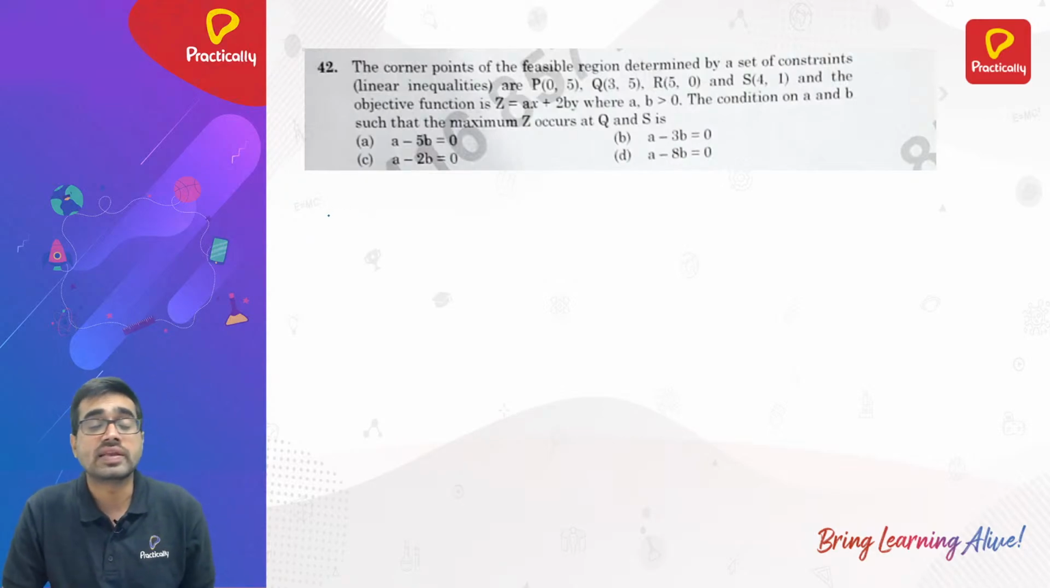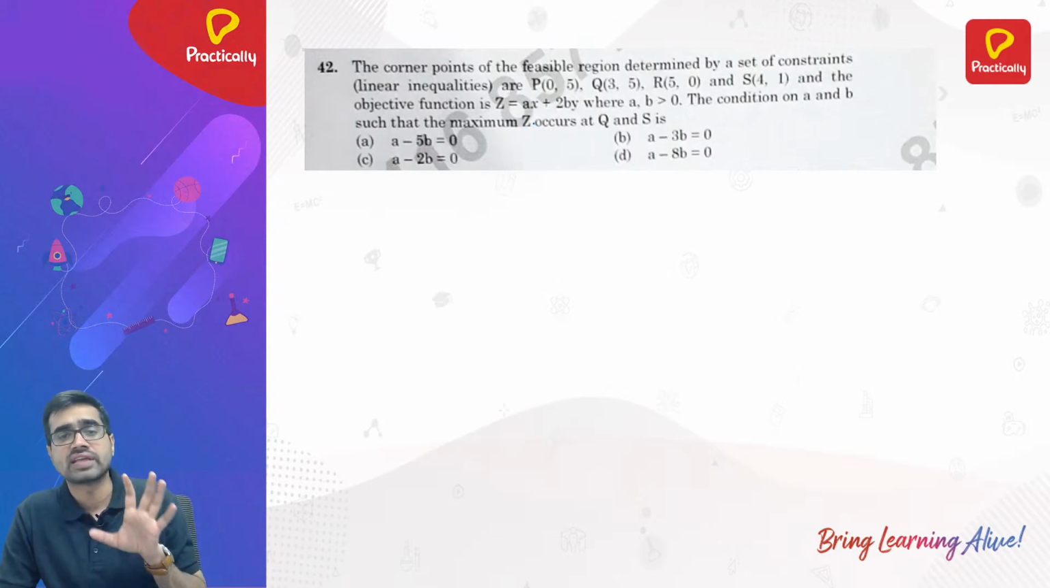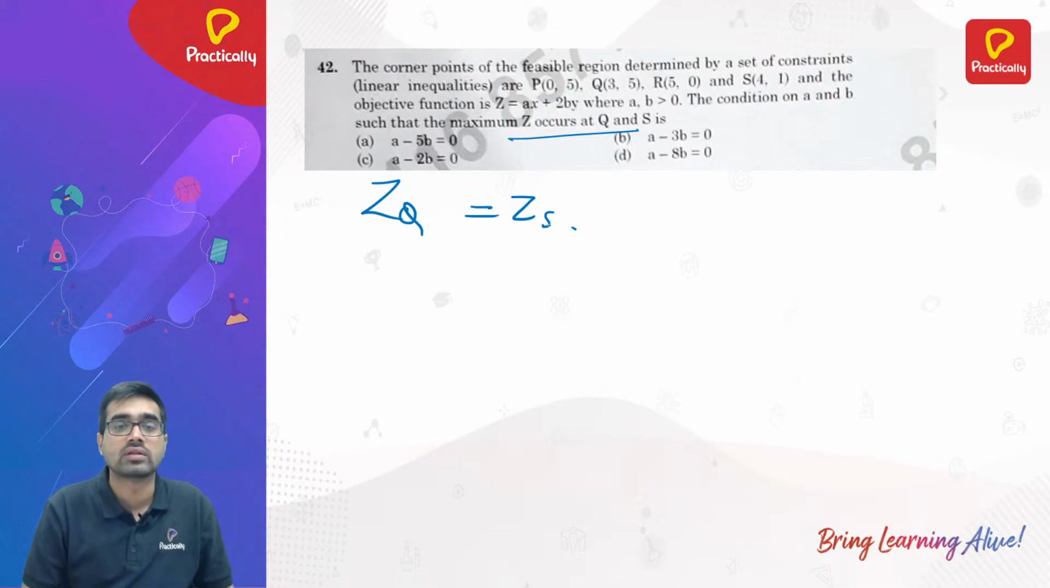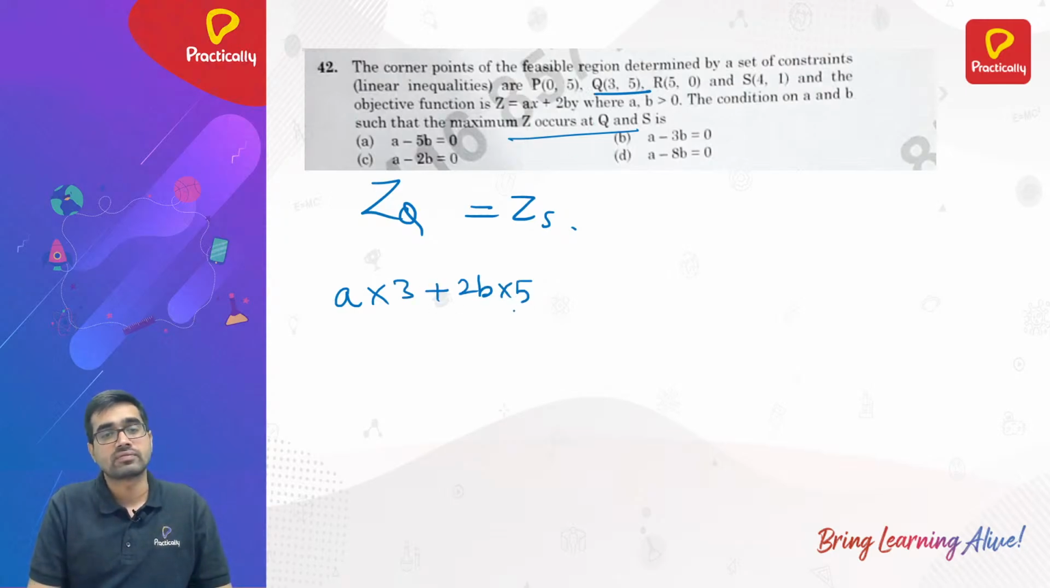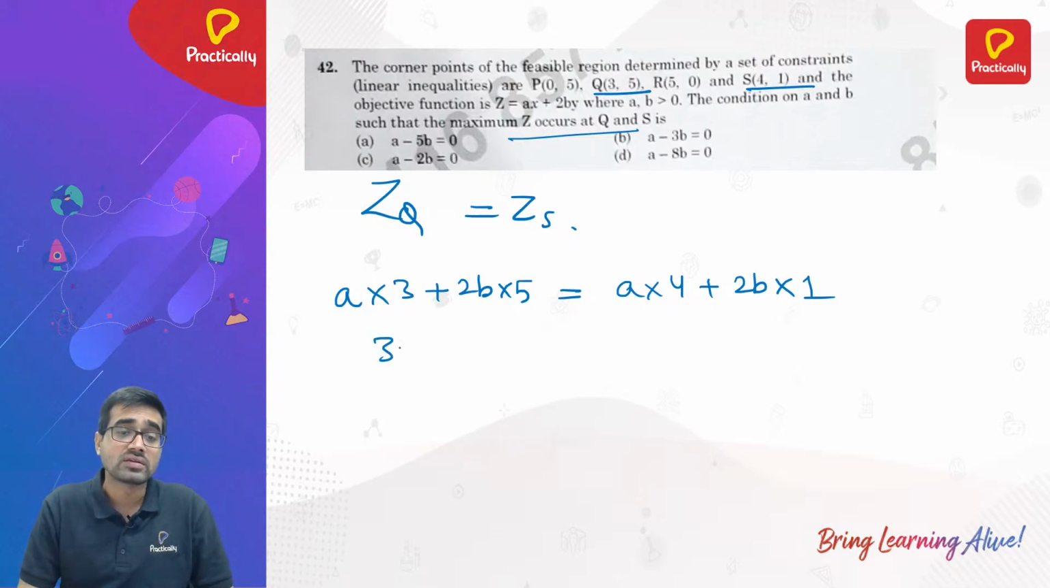Again, LPP. See, linear programming is another headache. They are saying that some corner points they gave you, very good. They are asking you that for this function z, the condition is that the maximum occurs at both Q and S. So ZQ and ZS are equal. Let's put A times X, the value of X is 3, plus 2B times Y, the value of Y is 5, is equal to ZS. Put A times 4 plus 2B times 1, Y is 1. So now you get 3A plus 10B is equal to 4A plus 2B. So 4A minus 3A is A minus 8B is equal to 0.